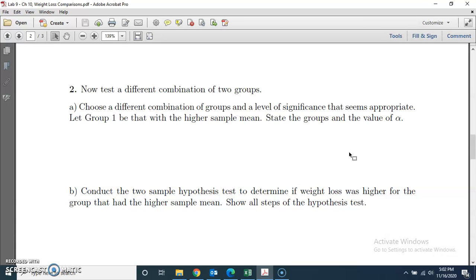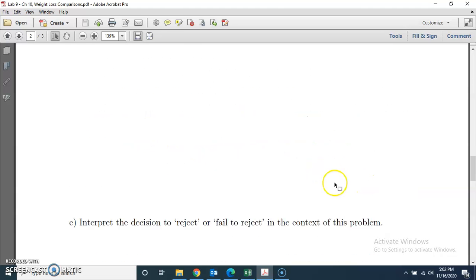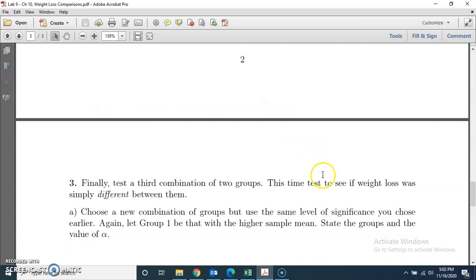So this is kind of preparing you for what you're going to be doing. Even in the final project, you'll have to choose your own significance level and do your hypothesis tests. But 0.05 is the standard and is always a good choice to go with, but maybe you want to go a little higher, a little lower. Okay, then in part B, that's when you do the test, go through all the steps. Then give an interpretation of the decision.